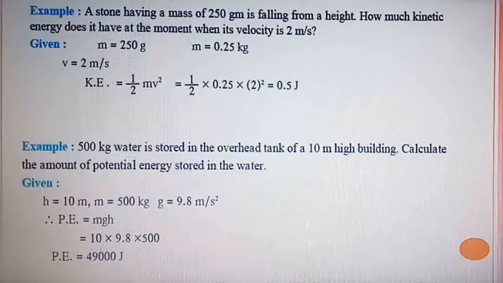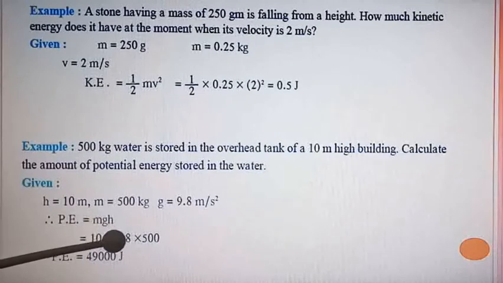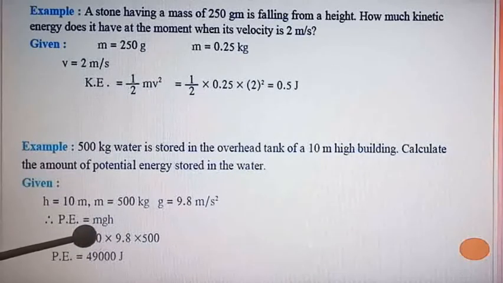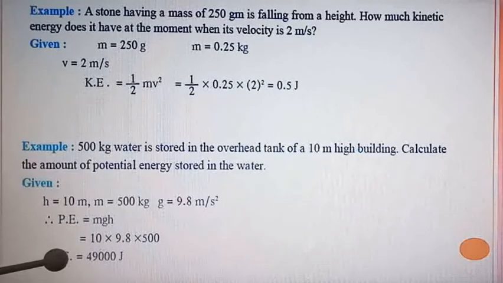So formula for potential energy is mgh. Substitute the values. m is 500, multiplied by g 9.8, multiplied by h which is 10. When you multiply all the three, you will get 49,000 potential energy. So answer will be in joules.